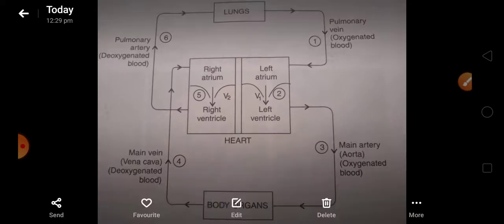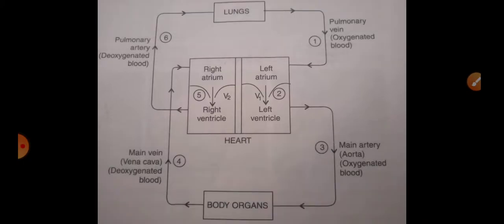The main artery carries the oxygenated blood to all the organs of the body like head, chest, arms, stomach, intestine, liver, kidney, trunk, legs, except the lungs. When the oxygenated blood passes through the capillaries of the body organs, then it gives oxygen to the body cells.